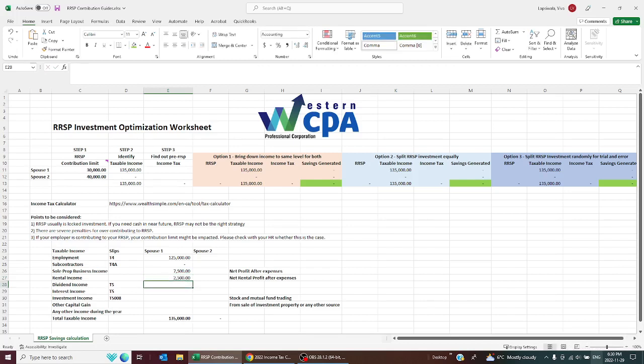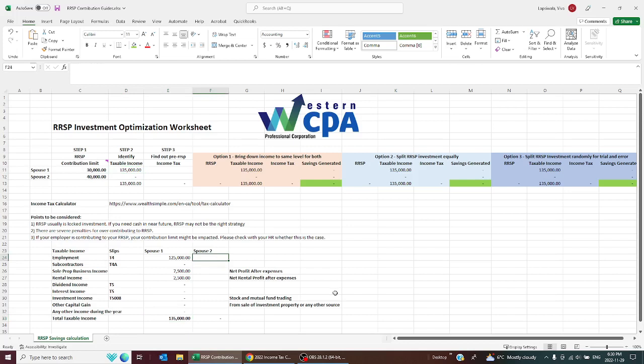So the spouse is coming up. Dividend income, no, they have nothing. Interest income is nothing. Investment income is nothing. Capital gain is no, and no other income during the year. So let's say this first spouse is settling down at $135,000 taxable income, with the formula coming up here.